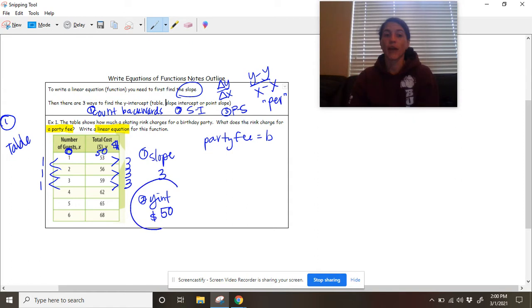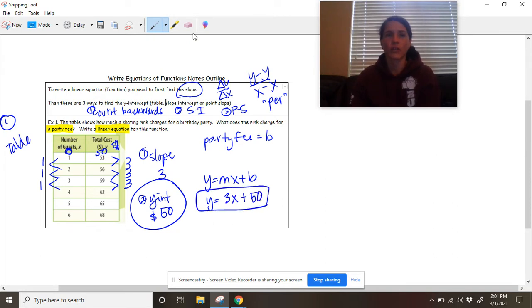So that answers the question about the party fee. It costs $50 to just decide you want to have a party. 0 guests, you still have to pay $50. Then the second part is we want to write a linear equation. So y equals mx plus b, y equals 3x plus 50. So there is my linear equation. Uh-oh, my 50 sort of looks like a 60, so let me fix that. 3x plus 50. So that's how we use the table to count backwards to 0.